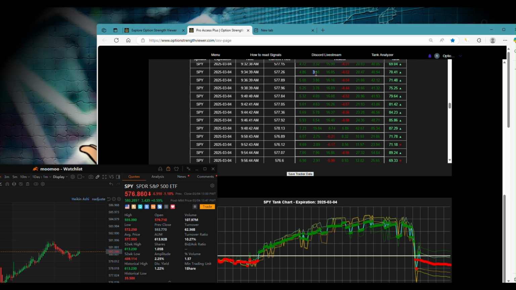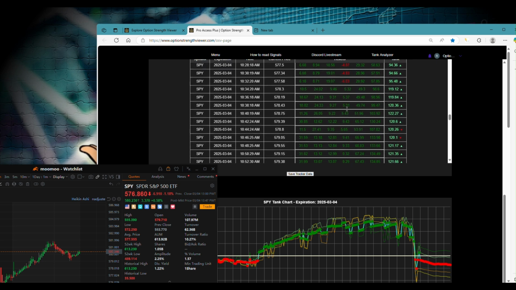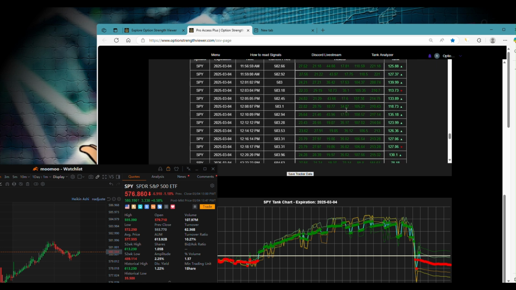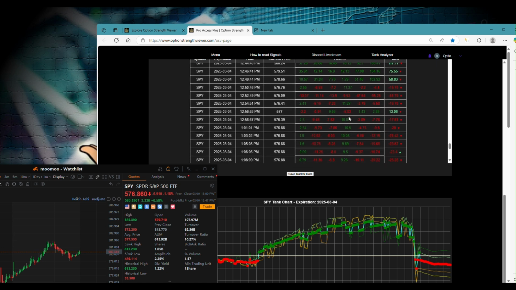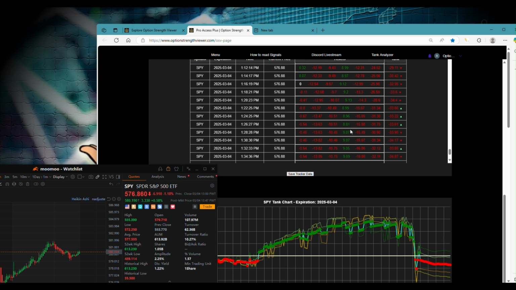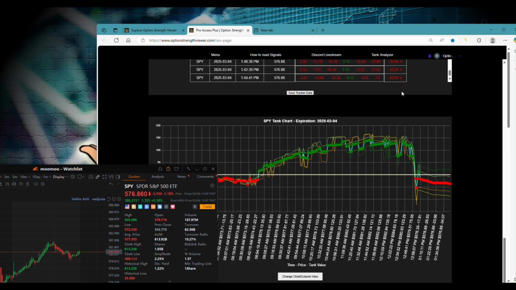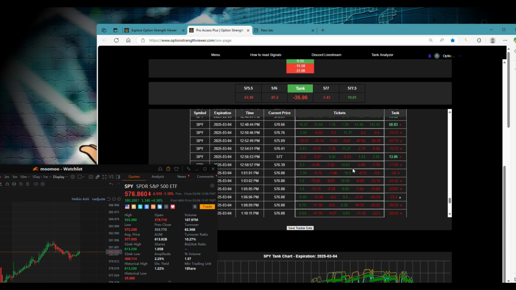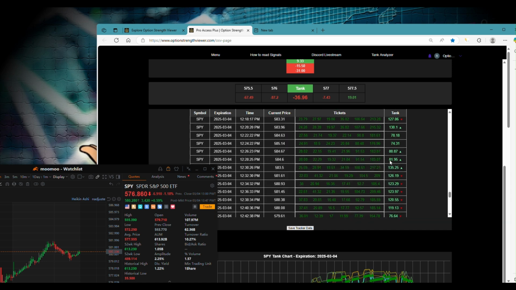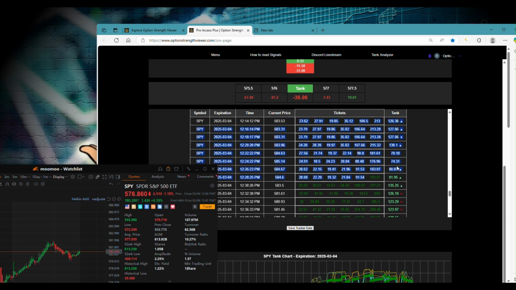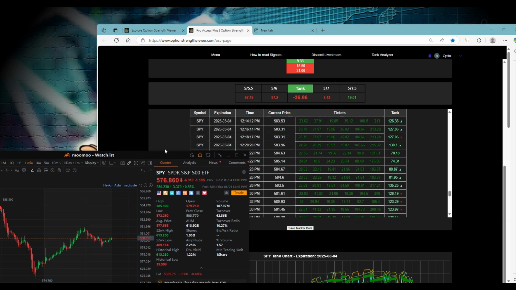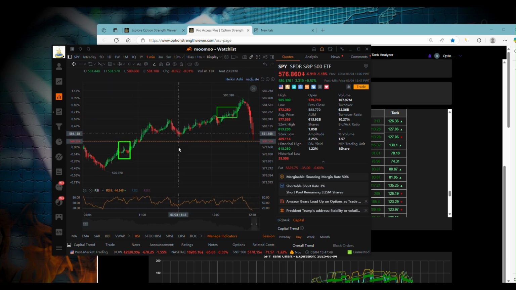Whenever the middle one, 1, 2, 3, 4, the fourth one, whenever it's getting redder and redder, that means that the puts, I'm sorry, the in-the-money puts are losing strength. And so that's what happened. Boom. They all turned green. We've all been in it since 570 something.